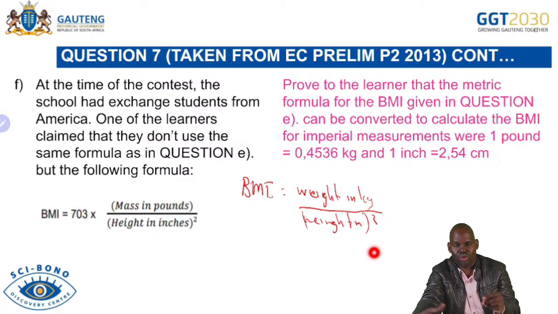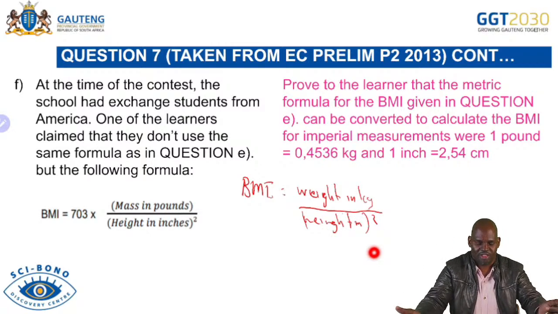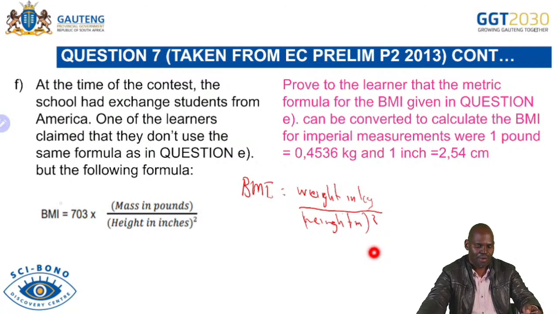And then we square it. We know the formula, but they are using a different formula. Their formula is BMI equals 703 multiplied by mass in pounds over height in inches squared. So they're using this formula.